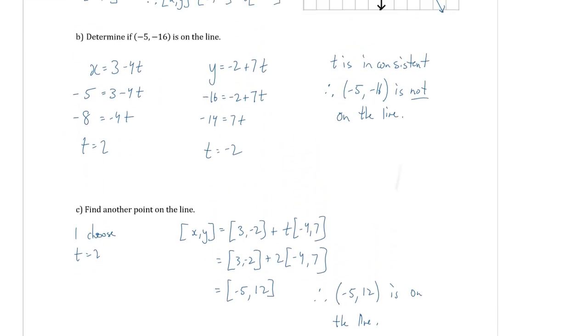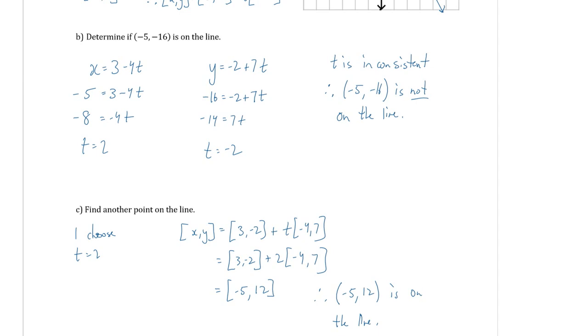And what does it mean? Let me go back. It means that if I had asked, is (-5, 12) on the line, I would have gotten t equals 2 for both of those, right? I would have subbed in 12 and I would have gotten t equals 2 there as well. And a consistent t means you can do that and it gives you a point on the line. That's what it means. Whereas an inconsistent t wouldn't give you a point on the line.